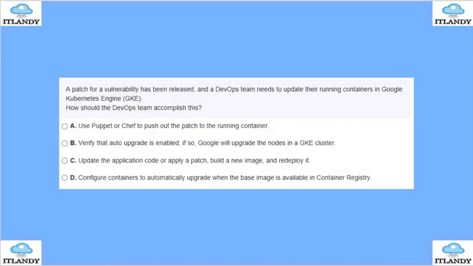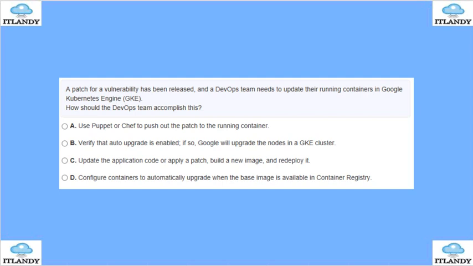A patch for a vulnerability has been released, and our DevOps team needs to update their running containers in GCP, especially for GKE, Kubernetes. How can we do this? Use Puppet or Chef to push the patch to the running container. Verify the auto upgrade is enabled. Update the application code. Configure the container to automatically upgrade.